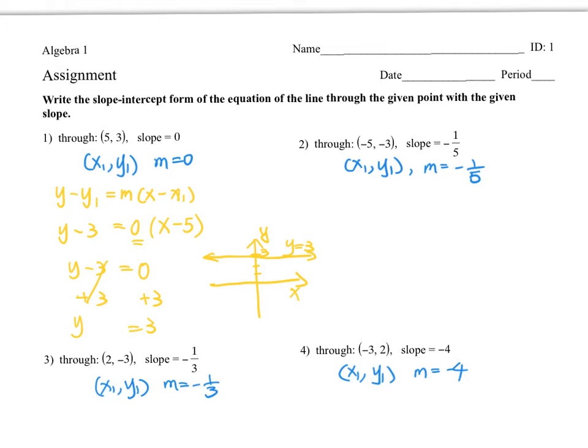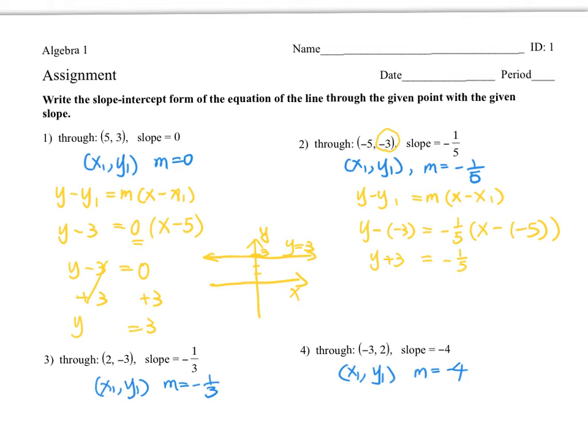Let's look at number 2. Again, label it. After you label it, you write down the formula. Just a reminder, pause the video if I'm going too fast and rewind by 15 seconds. Then you simply plug it in. y minus y1. Be careful. y minus, what's y1? y1 is negative 3. So I have to use a parenthesis. Slope is negative 1/5. x minus, what's x1? Negative 5. So now if I do double negatives on the left-hand side, I have y plus 3.